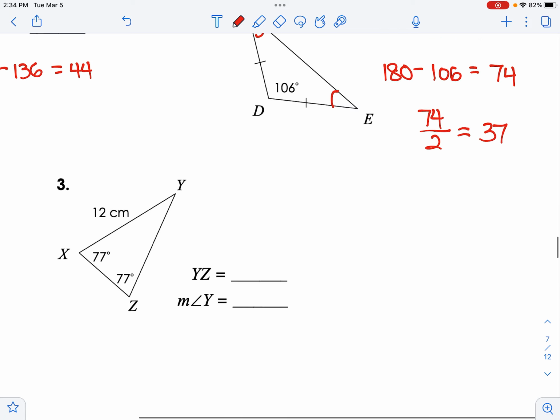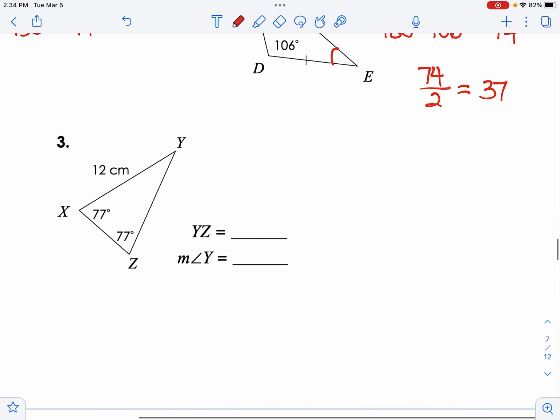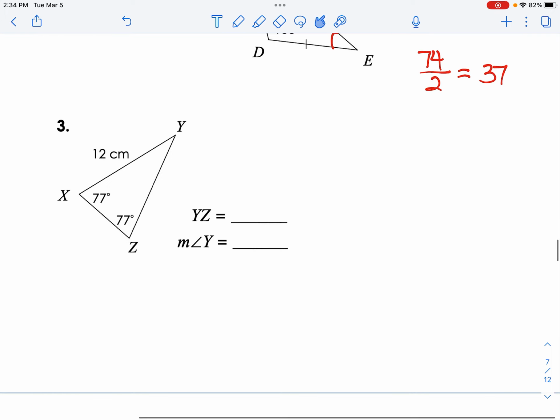Okay, cool. All right, number 3. The 2 angles are congruent. So that means these 2 sides across from them have to be congruent. So YZ is 12 centimeters.